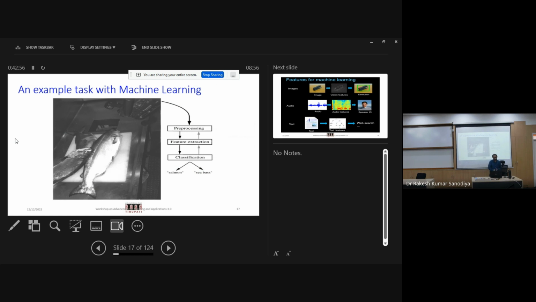Fine. So now let's come to the aspects of machine learning, neural networks and convolutional networks. So far, any quick questions or doubts? From online participants also?